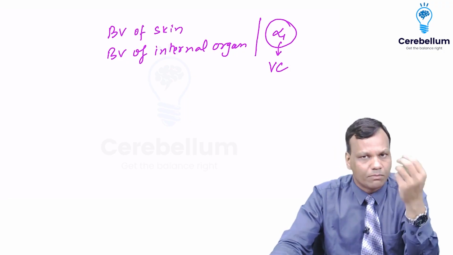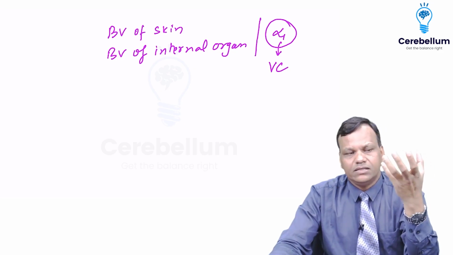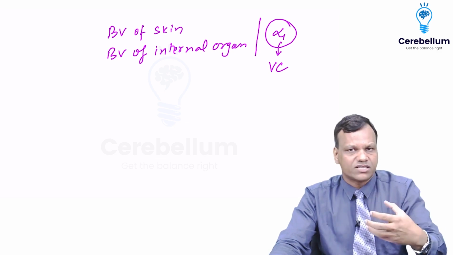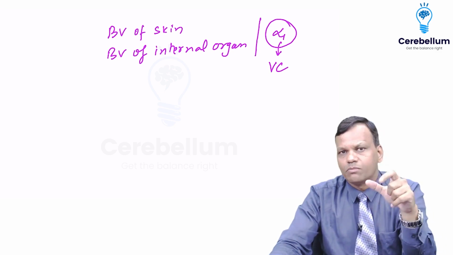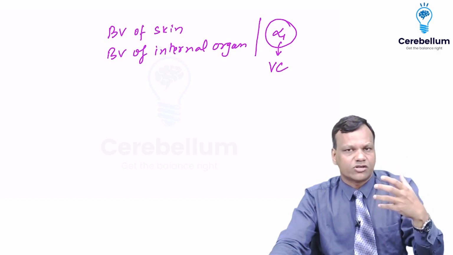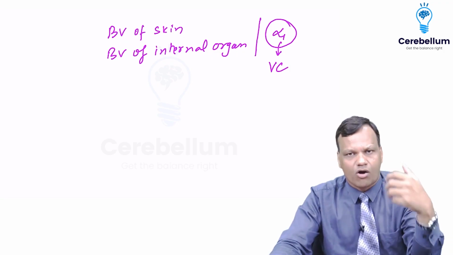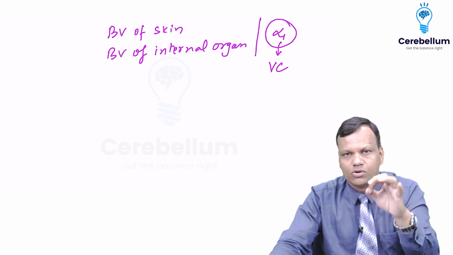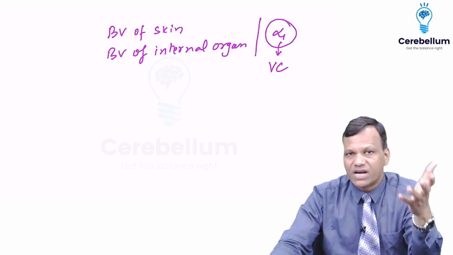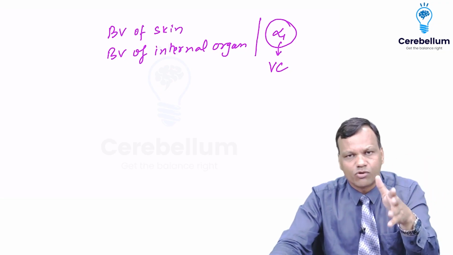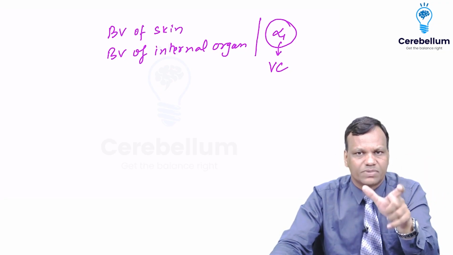Remember, alpha 1 causes constriction, beta 2 causes dilation. Number 1. Then number 2, you can easily remember that the blood vessels of the heart, that means coronary arteries, and blood vessels of skeletal muscles contain more beta 2. Whereas blood vessels of skin and splanchnic blood vessels, or we can say blood vessels of internal organs, contain more alpha 1. So there will be increased blood flow to the muscle and heart on sympathetic stimulation. There will be decreased blood flow to skin and internal organs on sympathetic stimulation.